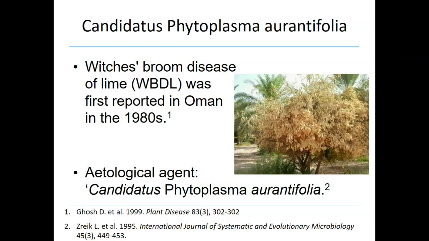Our study system is the witch's broom disease of lime. It was first reported in Oman in the Middle East in the 1980s. Since then, it has spread to many of the adjoining countries, places like Jordan, Iran and Iraq, and potentially has spread to India, although it could possibly be a different organism there. It has also quite recently spread to the south of Brazil, which is where I've been based. It's caused by a phytoplasma, which is uncultured, hence its candidatus status. It's caused by Candidatus Phytoplasma rotifolia.